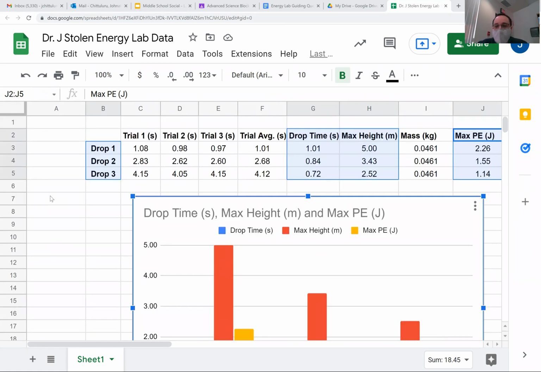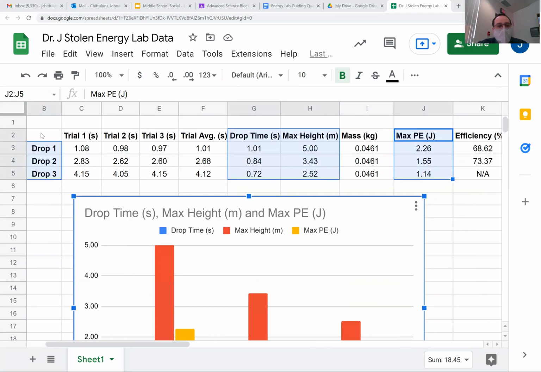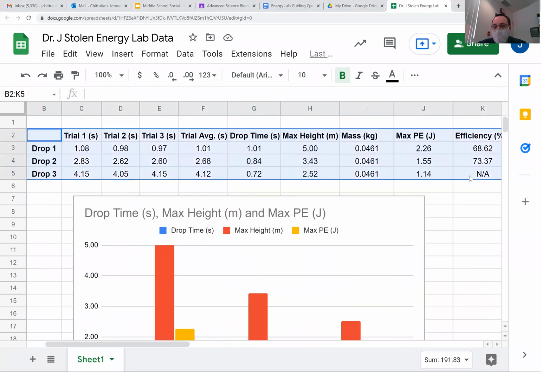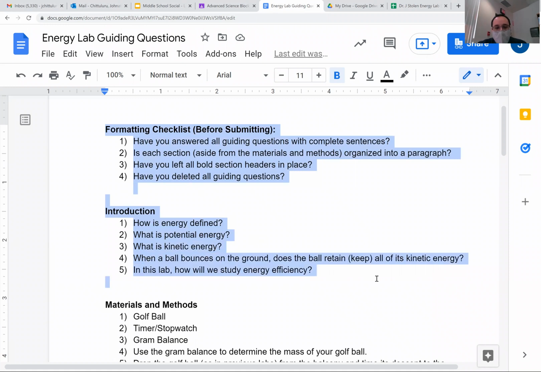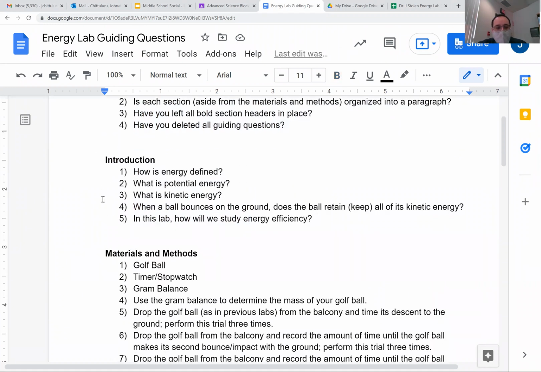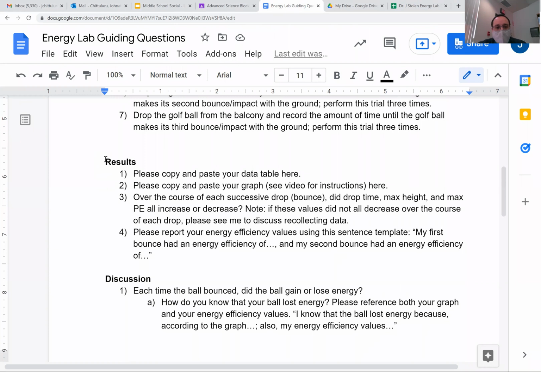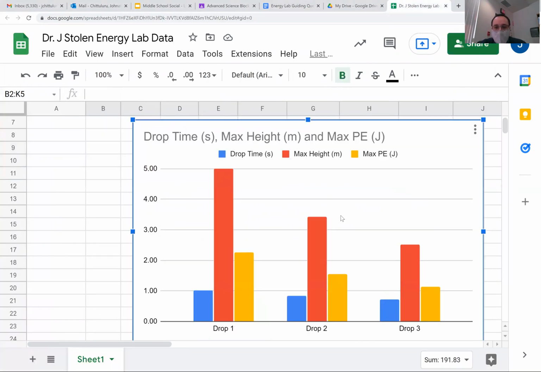Okay, so you've already collected these data. So all you have to do at this point is just copy your data, okay, and paste them into your lab reports. Let's go to the guiding questions. So we've gotten all the way through the introduction, as well as the materials and methods, and now we're on the results, all right? So first order of business, copy and paste your data table. Then you copy and paste your graph, okay? So the video instructions were for you to make the graph. Now you go over here to the graph, right? You copy, Control C, right?